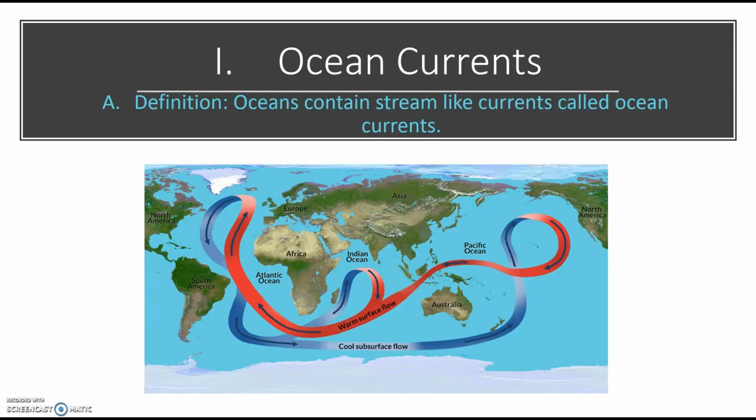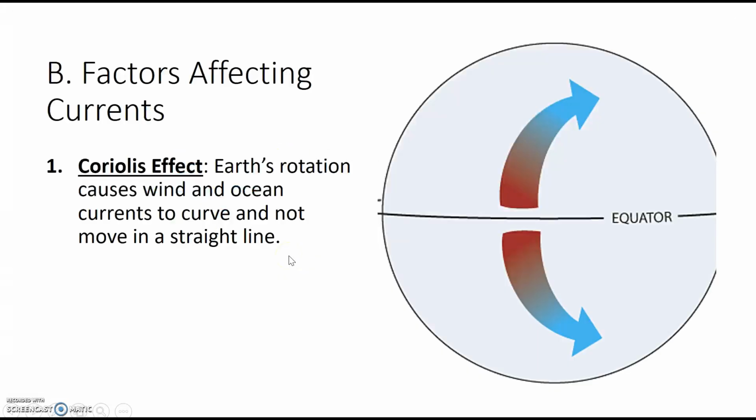So your definition: oceans contain stream-like currents called ocean currents. So the water is not standing still, it's always moving. As you look at this, red means it's warm, blue means it's cold. It's going to warm up near your equator, and it's going to cool off away from the equator. Two factors that affect currents.